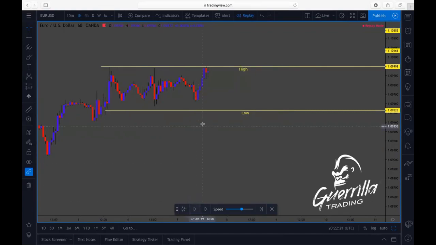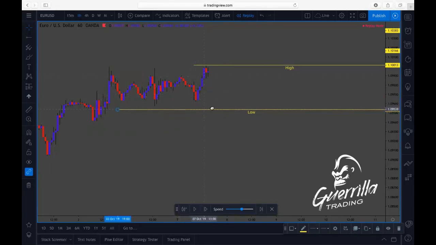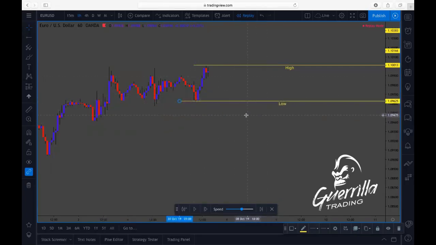And there you see it. It's just now taken out that high. Okay, so you can see the trend has continued upwards. And then what we do is we go back and find the most recent low, which is here. So we've come down and then we broke that high. So we look at that as our most recent low. So guys, this is how we look at the most recent highs and lows in guerrilla trading.